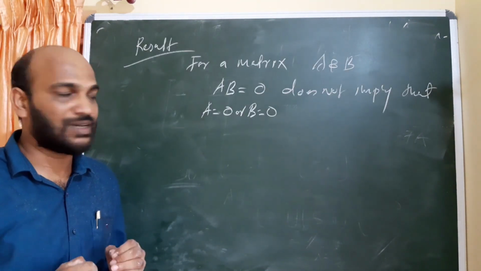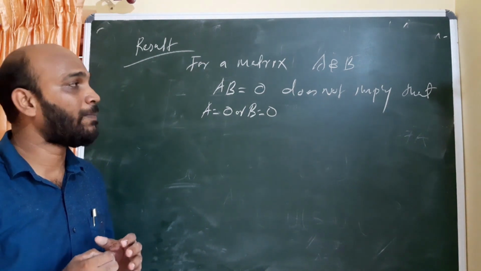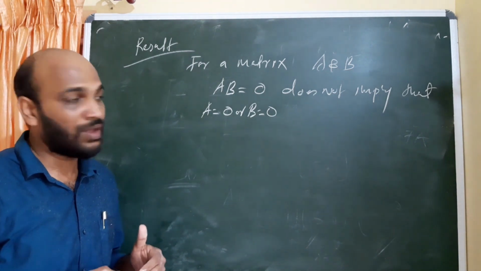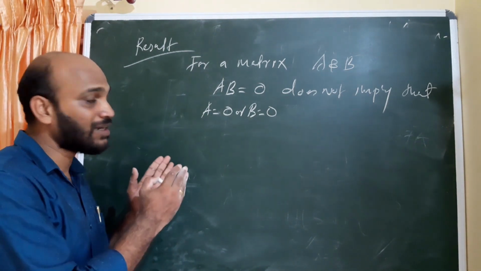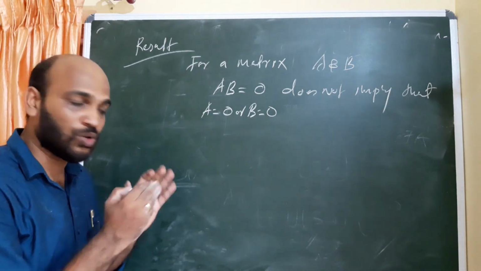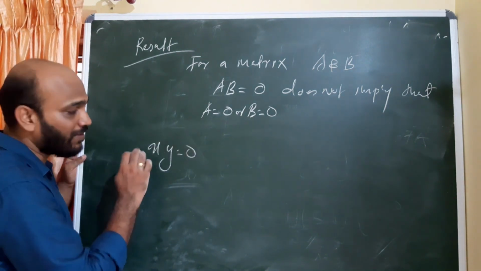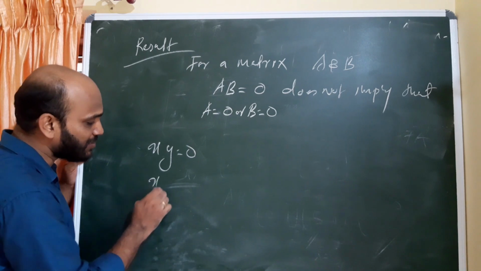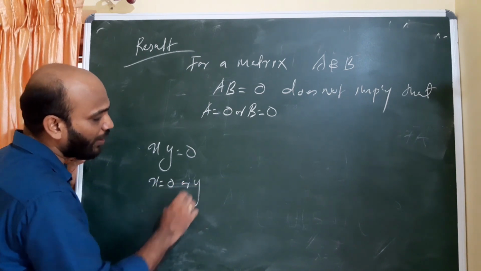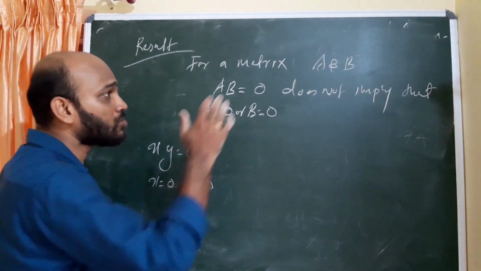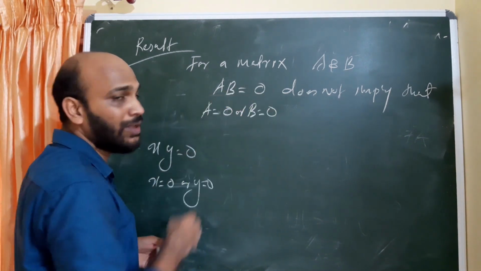Now I will tell one result. For matrices A and B, AB equal to O does not imply that A equal to O or B equal to O. In case of numbers, this result is possible. This result is true because x into y equal to 0, when x and y are 2 numbers, then x equal to 0 or y equal to 0. Right? But in case of matrices, it does not imply that A equal to O or B equal to O.